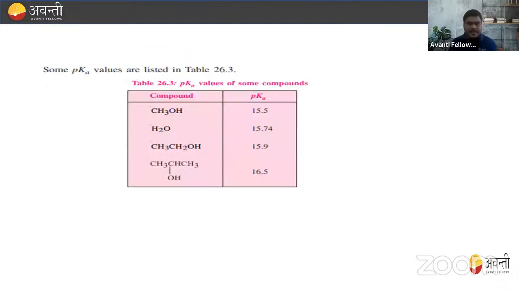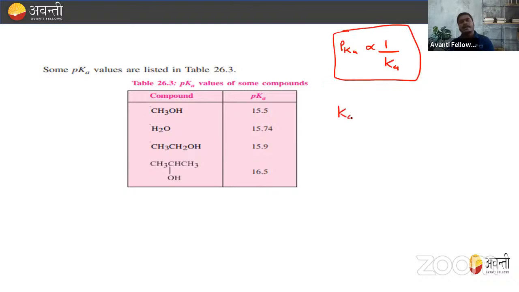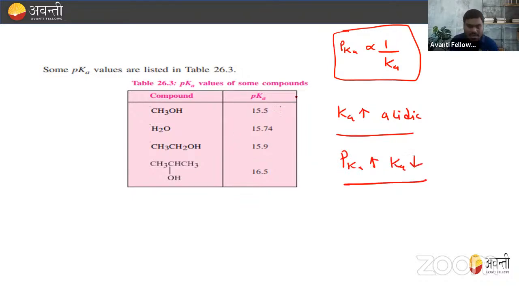Here some pKa values are listed below. Talking about methanol, it has the pKa value 15.5. What is this pKa? The pKa value is inversely proportional to the Ka value. Always remember this, right? Higher the value of Ka, higher will be the acidity. And higher the value of pKa, it means lower the value of Ka, right? So methanol having a higher pKa value, 15.5, means it has a very low Ka value.